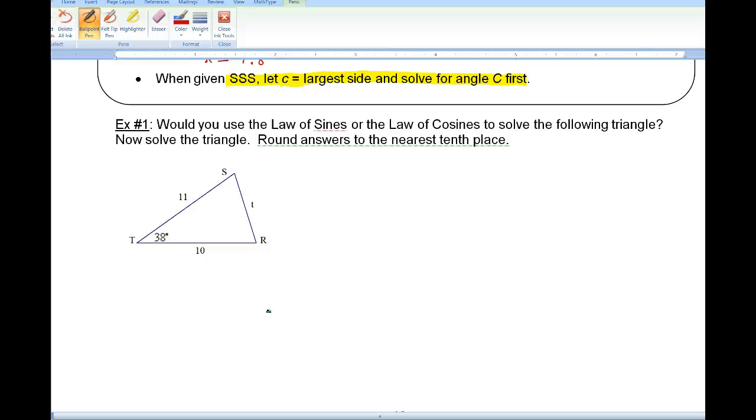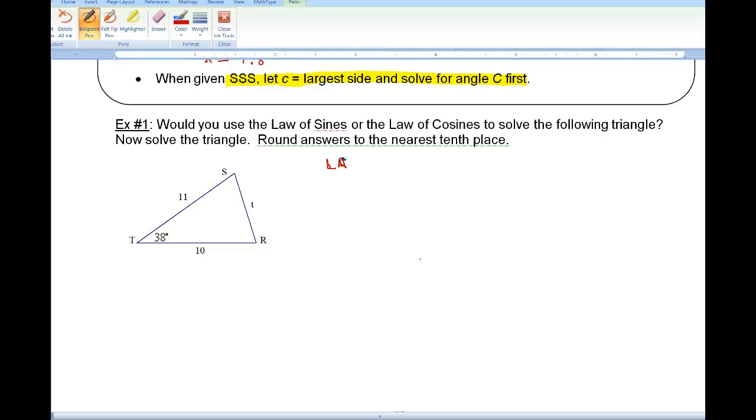Would you use law of sines or law of cosines to solve the right triangle? Just look at the triangle. Cosines, because we have side, angle, side. How do we know which one to use? If it gives you an angle and then gives you the side opposite it, then you do sines. If you have a side and an angle opposite each other, okay.